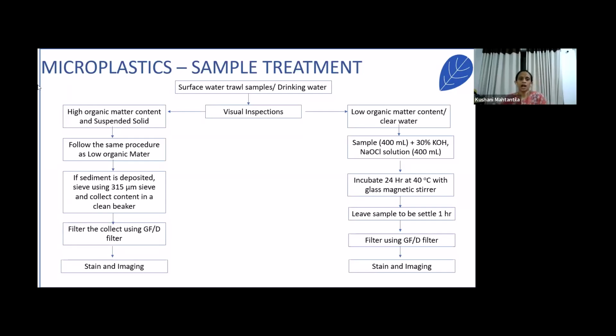If high organic matter or high suspended solids are present, I do everything up to here, and only the supernatant is filtered first, and the deposited sediment is wet sieved using a 350 micron sieve, and the content is collected in a clean beaker and again filtered. If the filters are clogged, I use several filters, and the staining is carried out. This is my sample preparation when I work in the laboratories.